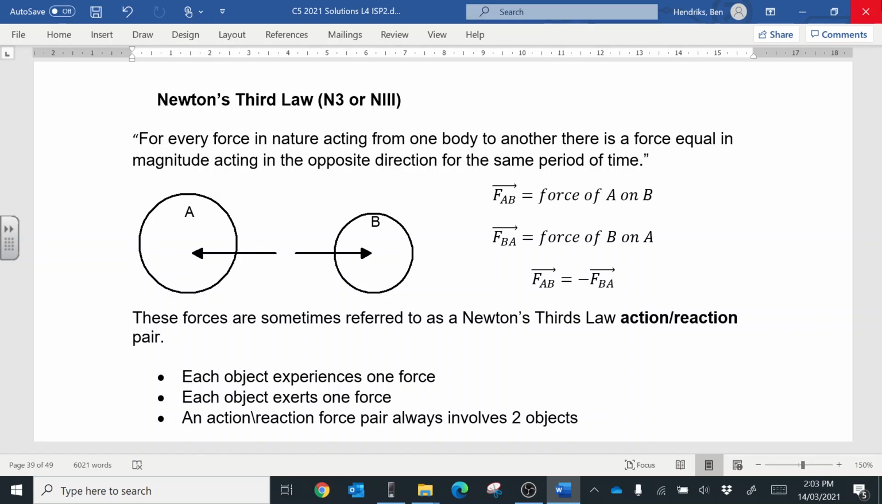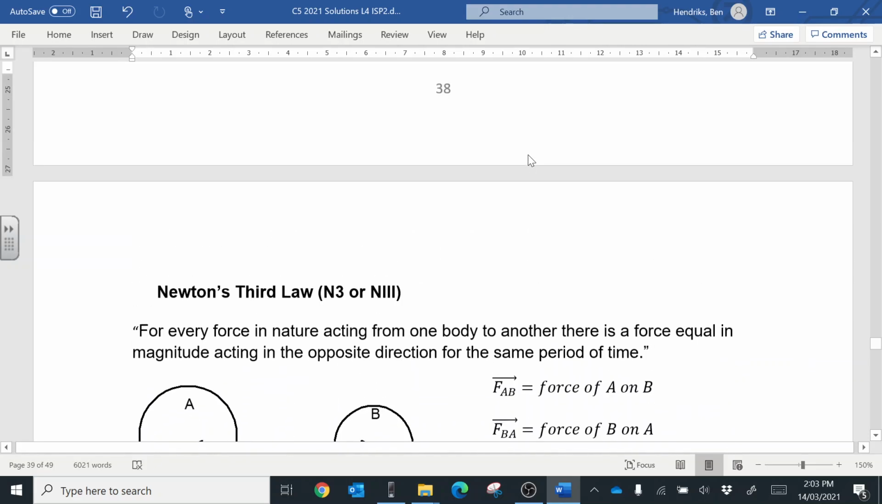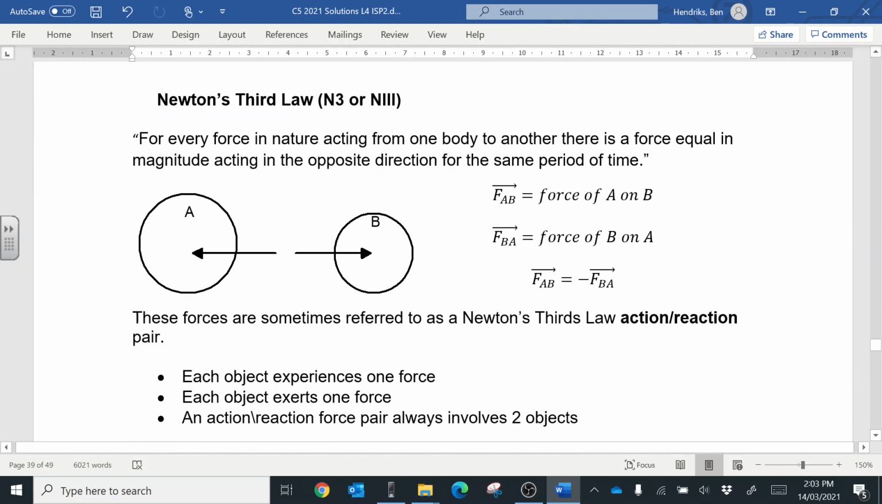Hello, welcome back to another Physical Sciences 3 lecture, and we are looking today at Newton's third law on page 39. For every force in nature acting from one body to another, there is a force equal in magnitude acting in the opposite direction for the same period of time.